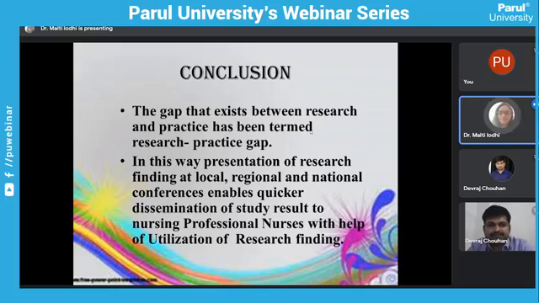In this way, presentation of research findings at local, regional, and national conferences enables quicker dissemination of the study results to the nursing profession. Nurses, with the help of utilization of research findings, can disseminate our research findings in conferences. We can arrange seminars and webinars, like you have arranged. So in this manner, we can promote our professions also.